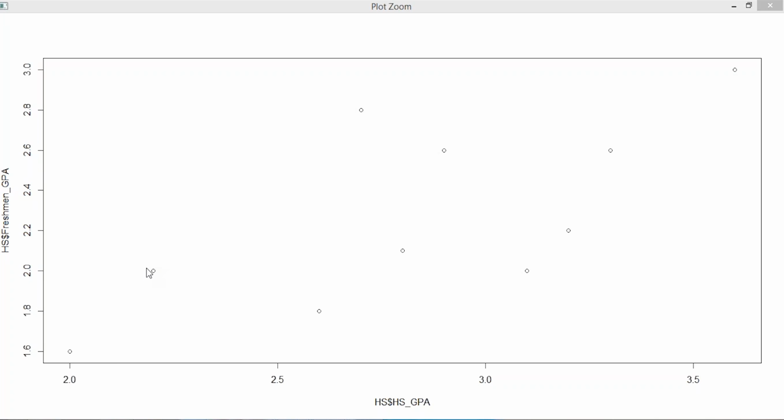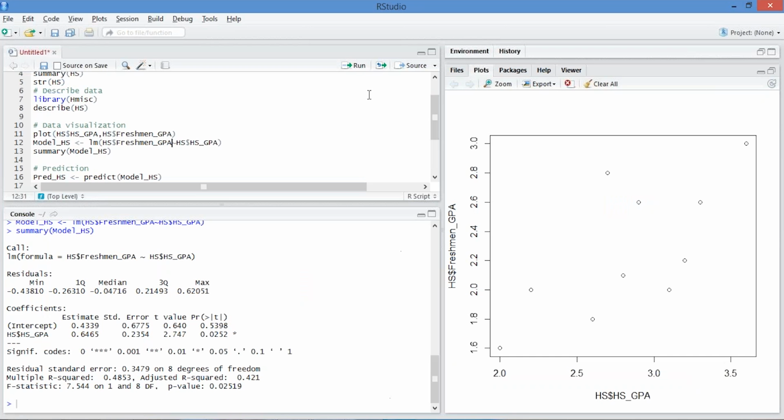Both are numeric in nature. As you see, when the high school grade is increasing, the freshman GPA is also increasing. So it's a positive correlation, correct? It is in increasing order. What kind of coefficient value do you expect here? Is it positive or negative? Can you tell me quickly? It's positive, right? Straightforward.